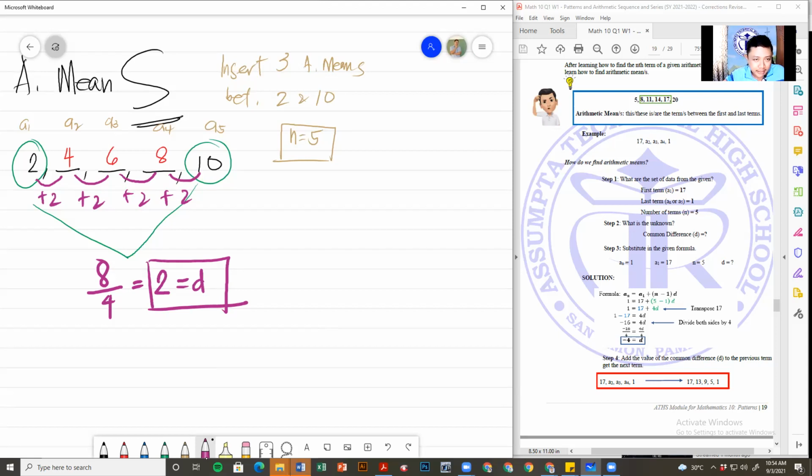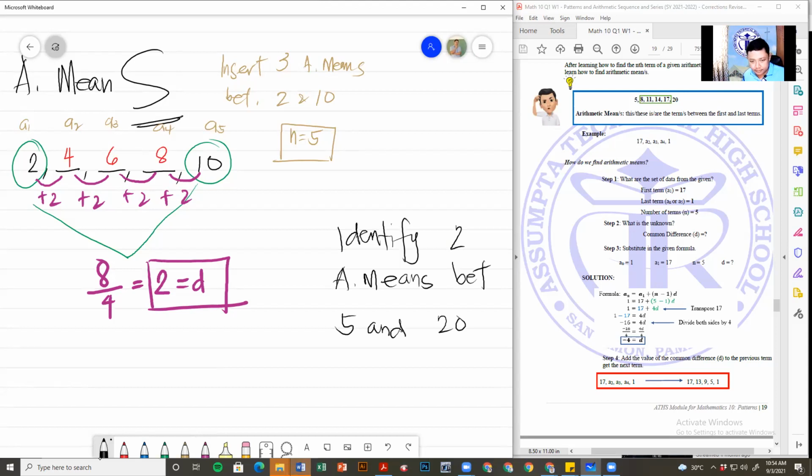Let's try this. This next one, of course, is very easy, and surely you can identify it even without doing the process. But for us to practice the process, we will do it. Okay, let's try this. Insert or identify 2 arithmetic means between 5 and 20. Try it by following the process that we just did.